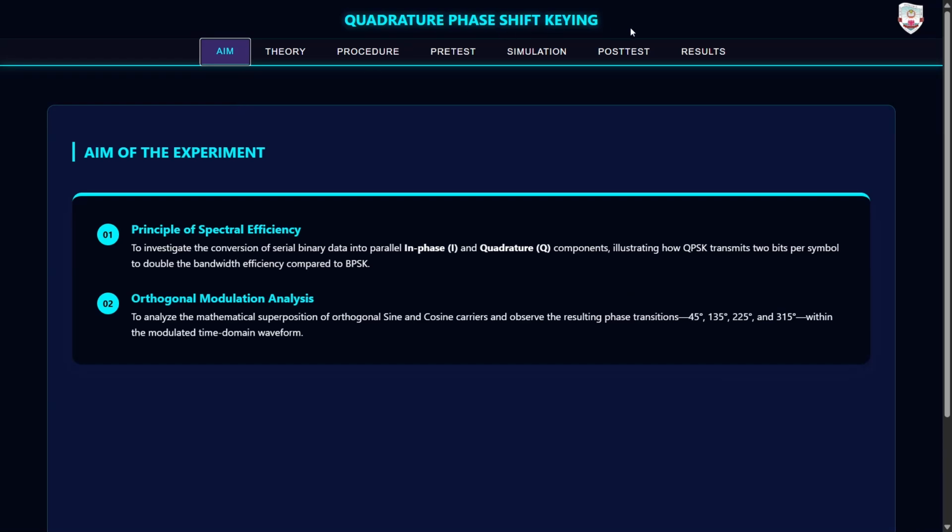Hello everyone. Today we are going to look at Quadrature Phase Shift Keying, or QPSK, using this virtual laboratory. QPSK is a digital modulation technique used in communication systems to send data efficiently.